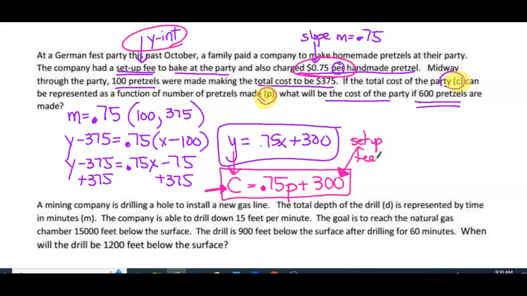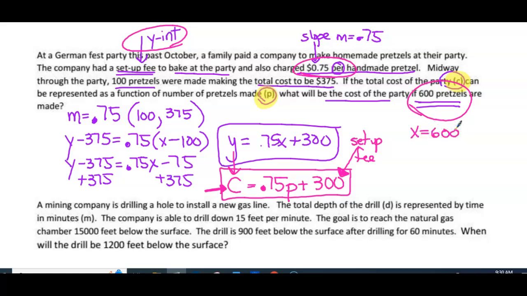But the question says, if the total cost of the party C can be represented as a function of the number of pretzels P, what would be the total cost of the party if 600 pretzels were made? So this goes back to the past 2 days. We need to know what 600 represents. It's pretzels, so is it the X value or the Y value? And then we know it's P, which represents X, so X is 600.